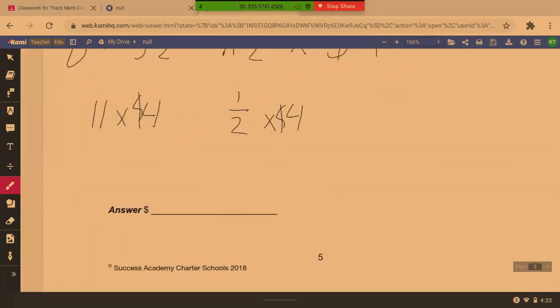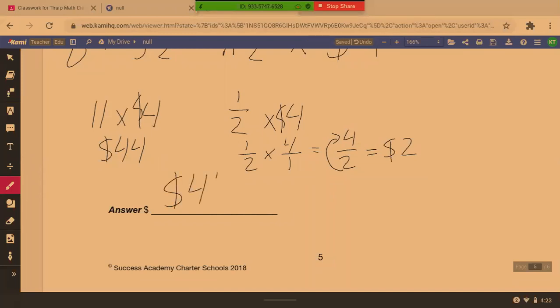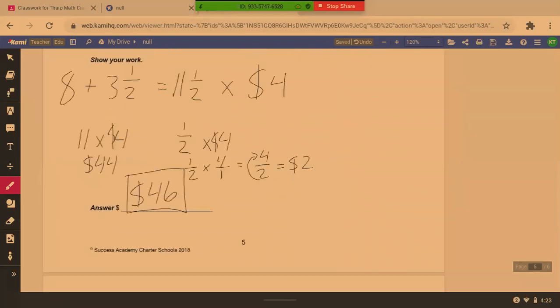So 11 times 4 equals $44. And then 1/2 times 4, so 1/2 times 4 over 1 equals 4 over 2. Simplified, 2 can go into 4 2 times. So 44 plus 2 equals $46. Hey, Samuel is banking. That's not bad. So if there are 52 weeks in a year times $46, how much does Samuel make in a year?